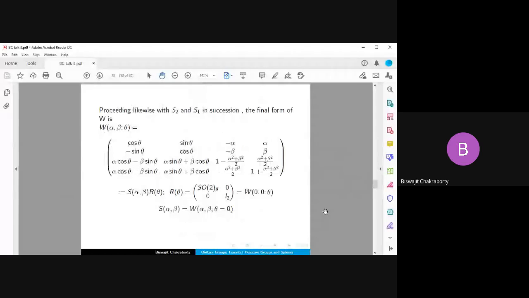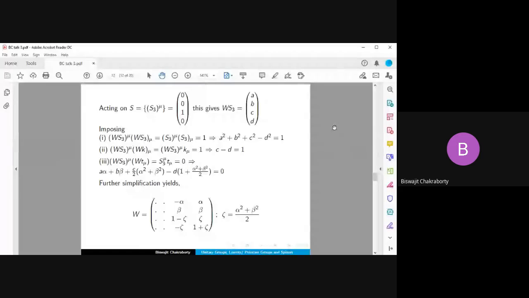3, which has this form. No, just go back, one slide back. That's okay. So you see, once it acts on this thing, the second column from the right, that means the column for the z-axis, is recovered, ABCD, when it acts on S mu 3.